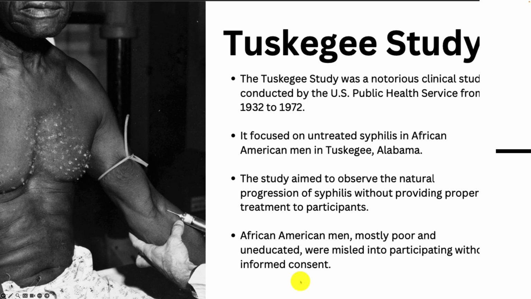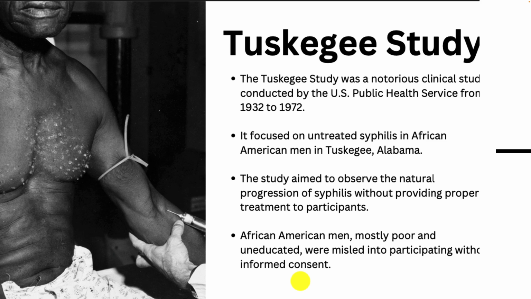the Tuskegee studies. So the Tuskegee studies was a notorious study that was conducted in the United States. And it was done from 1933 to 1972. It basically involved 600 African American men from Tuskegee, Alabama.